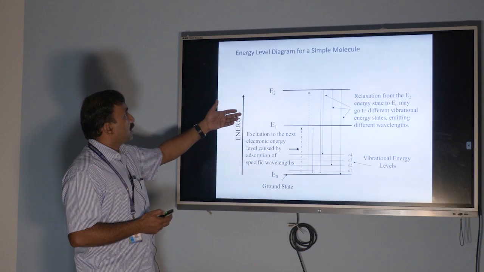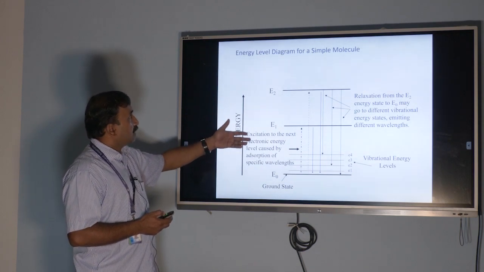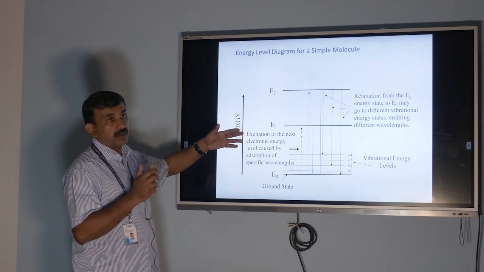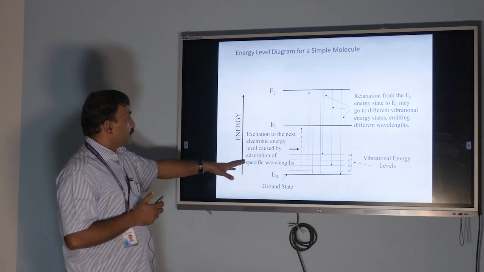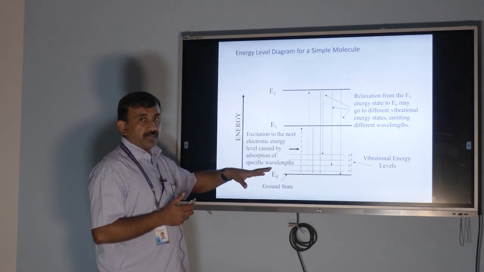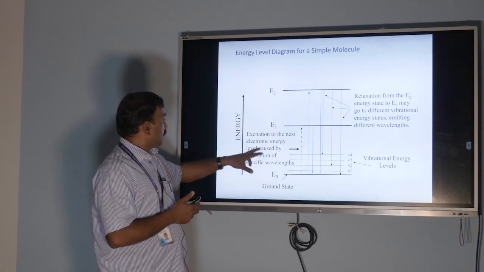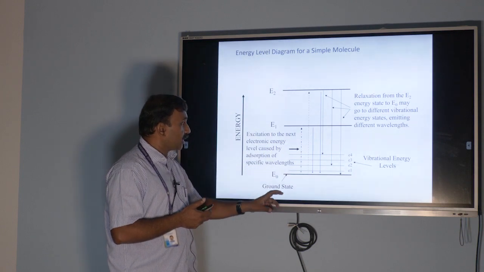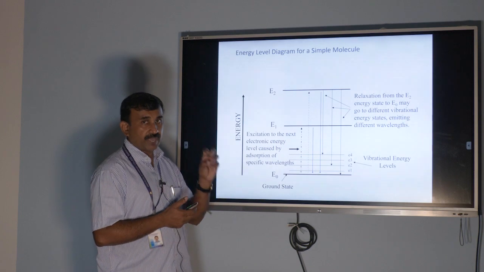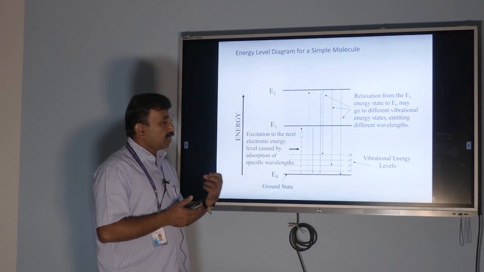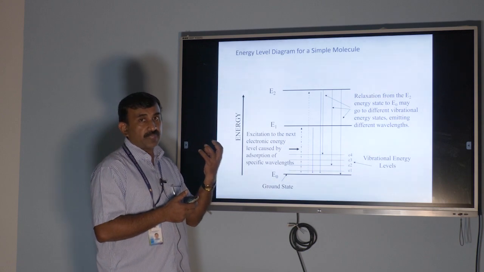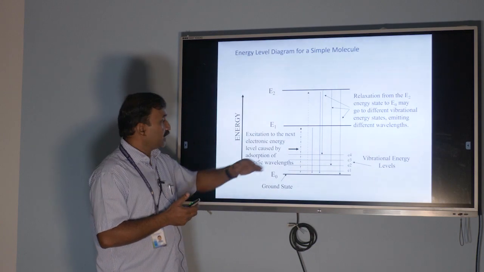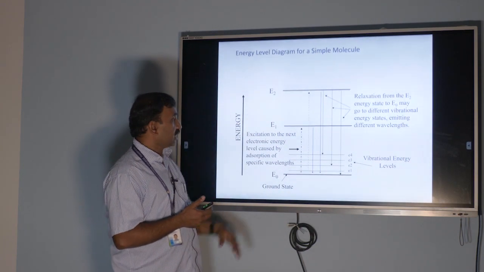Here, this diagram is the energy level diagram of a simple molecule. A molecule contains more than one atom, so different atoms will absorb energy in different quantities. Excitation to the next electronic level is caused by absorption of specific wavelengths. So, each molecule can absorb a specific wavelength of light, and it will receive some amount of energy from that absorbed radiation, and depending upon the quantity of radiation absorbed, it is elevated to the next energy levels.